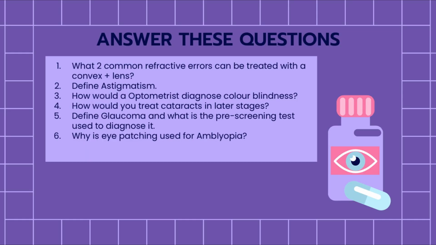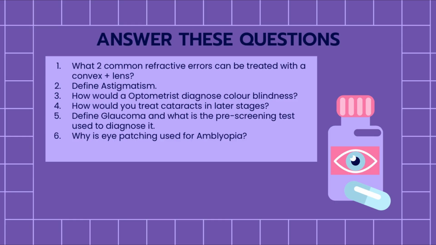Okay, so now it's your turn. We have a little quiz here for you. Try to answer it. So, number 1, what 2 common refractive errors can be treated with a convex lens? Hyperopia and what? The answer is presbyopia and hyperopia. It's okay to get it wrong. This question is designed to be slightly extended.